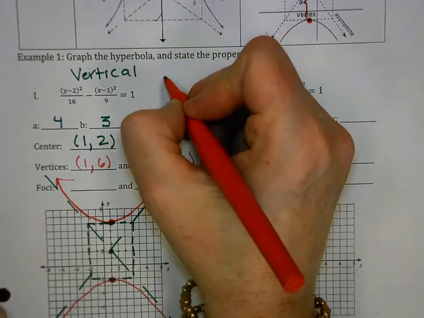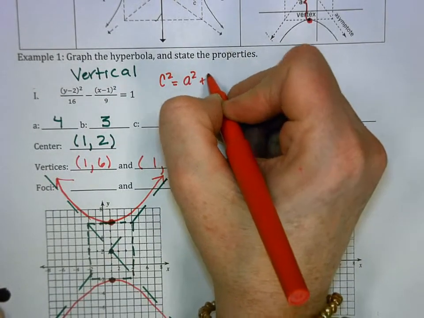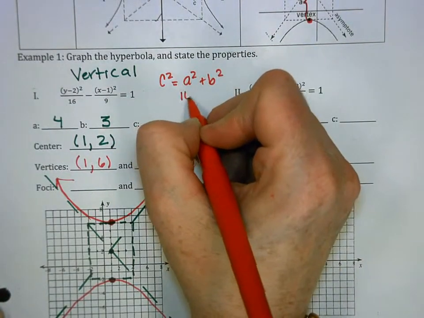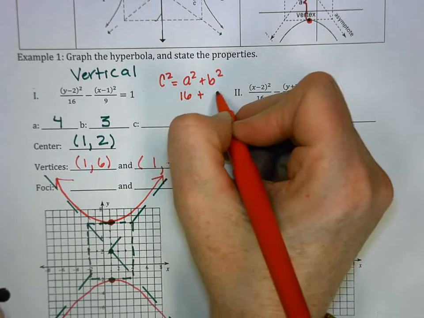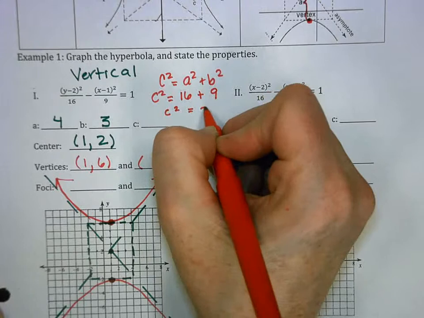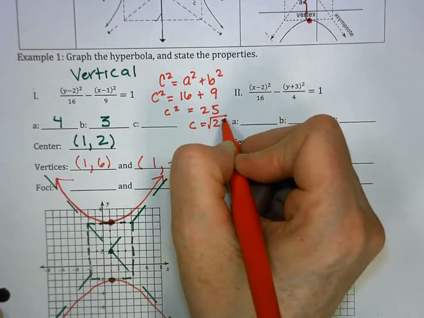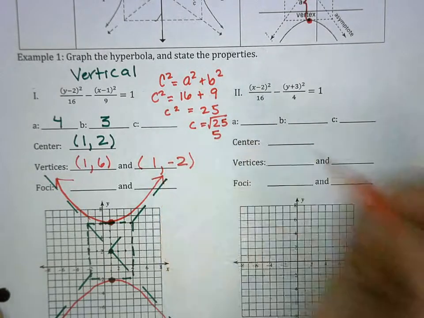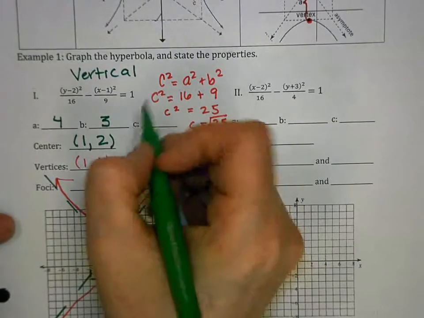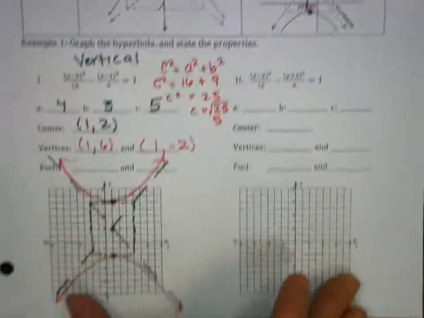So it's A squared minus B squared with ellipses. So let's calculate that. C squared equals A squared plus B squared, which is 16, 4 squared, plus 3 squared is 9. C squared is 25, so C is the square root of 25, which is 5. Okay, so C is 5.